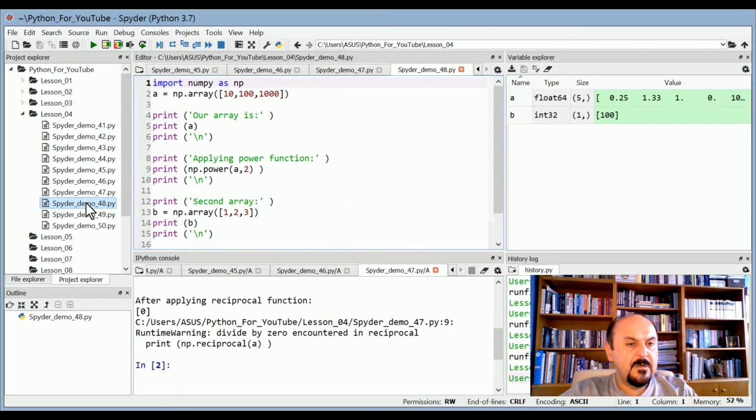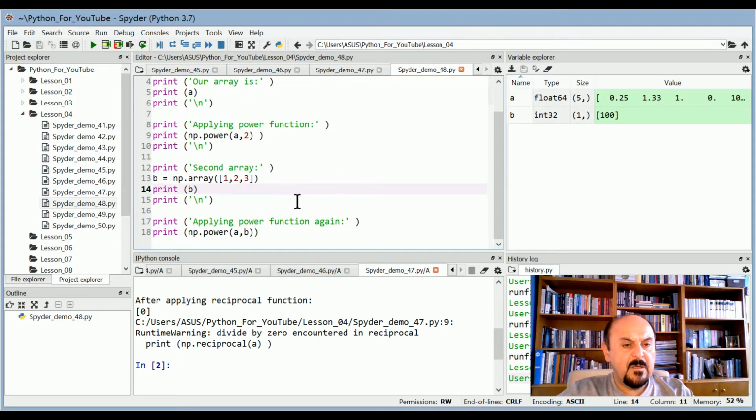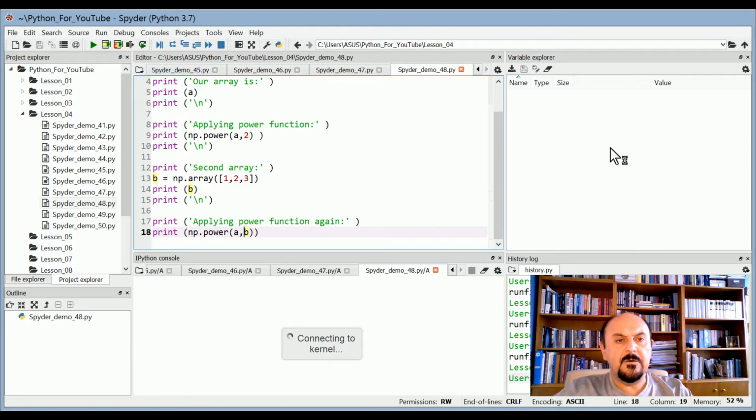And here is another example. My array is 10, 100, 1000, our original array, and I'd like to apply the power function here. Power, that means exponential of 2, and our second array will be 1, 2, 3. So after applying the power function, I'd like to show the result.